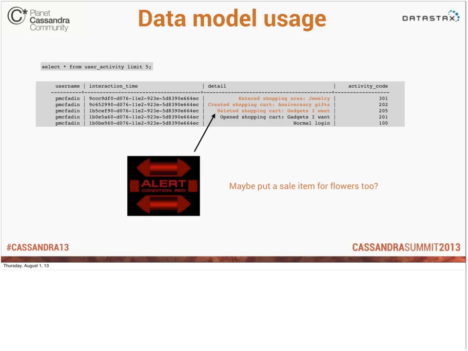So what I've got here is this person went into the jewelry, created this anniversary shopping cart, and then deleted the gadgets I want. So in my algorithm, I'm like, ooh, maybe we should put a sale item up for flowers too, because this dude must be in trouble. Then they open up the gadgets I want, and so wait a minute, hold on. We created this anniversary gift, and now we're doing jewelry. Awesome. How about some flowers with that?